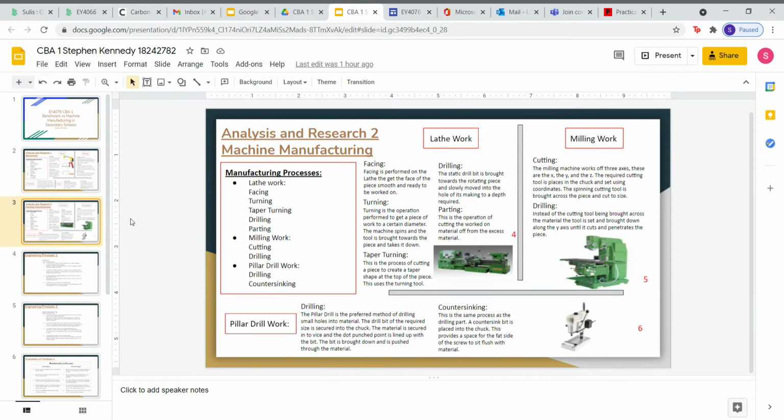For the machine manufacturing, I did the same thing. I broke it down into lathe work, milling work and pillar drill work. For example, the lathe work, I broke it down into facing, turning, taper turning, drilling and parting. For the drilling section, I put: the static drill bit is brought towards the rotating piece and slowly moved into the hole of its making to a depth required.